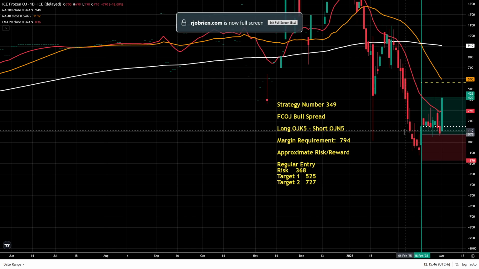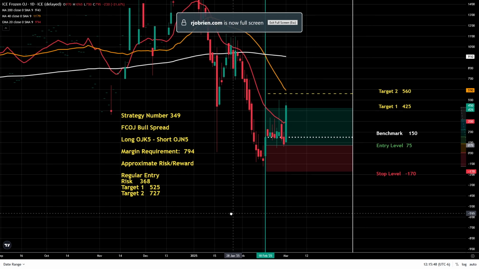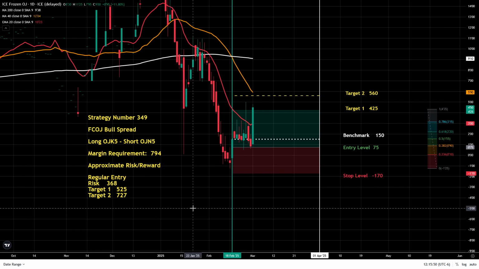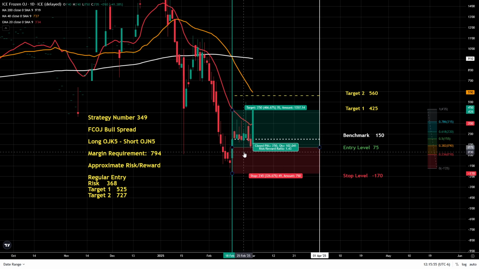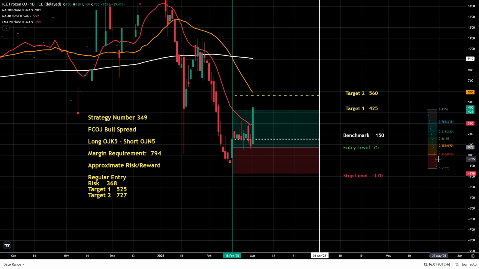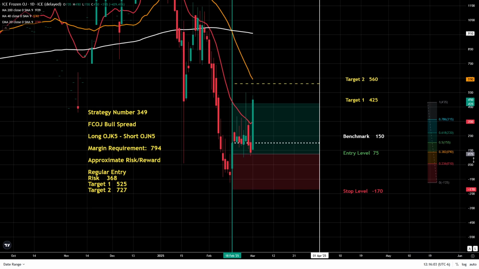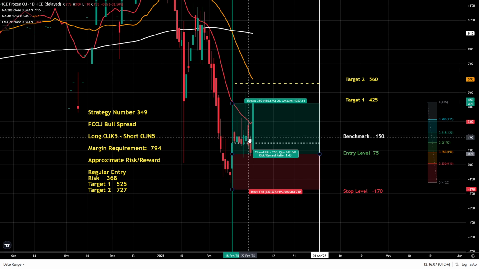OJ, bull spread, number 349. Got in at 75 back on the 25th of February. Next day, it had a quick spike to the upside and got through this first target. So this thing did what it was supposed to do. Kind of showed some pretty good weakness on Thursday and Friday. So after Wednesday's pop, it kind of fell back a little bit. Re-allowed anybody who wanted to still get in at 75.